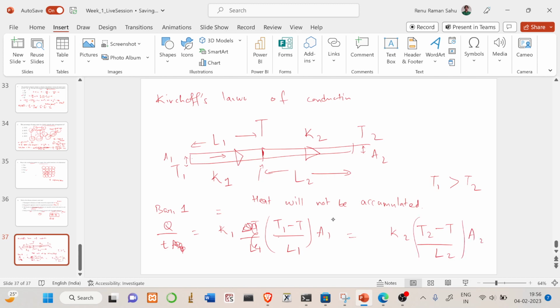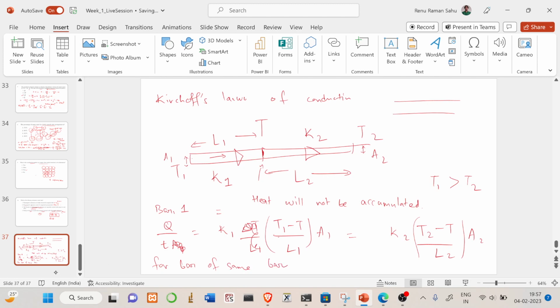Now imagine that you have the same bar and the same cross section area. If you have the same cross section area, A1 will be equal to A2, and K1 will be equal to K2. Then what will be the result? If it is the same bar and both lengths are also the same, T1 minus T is the same.